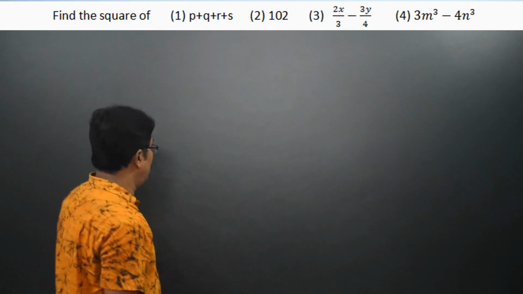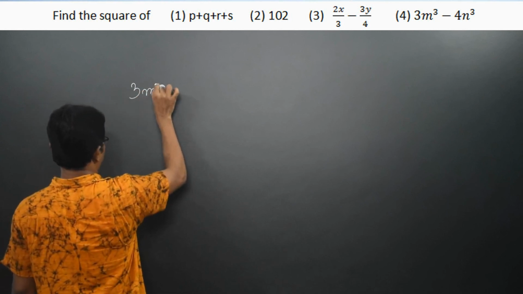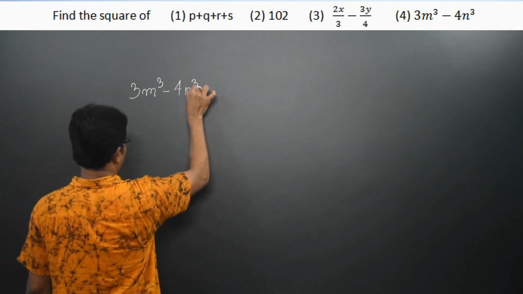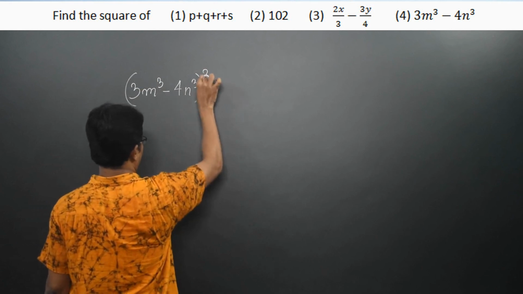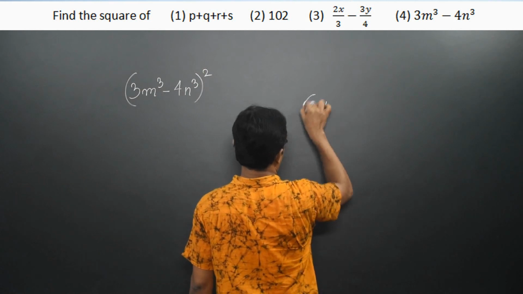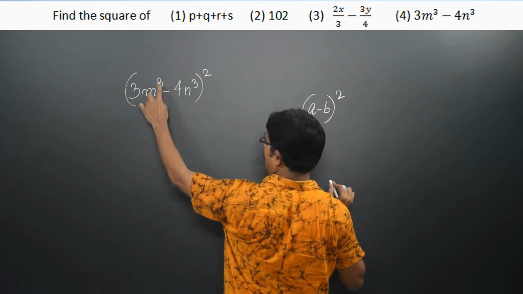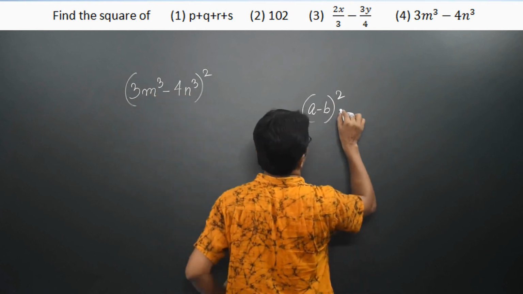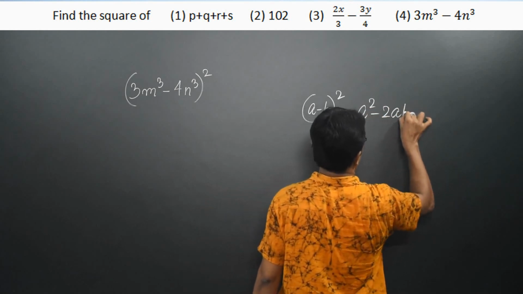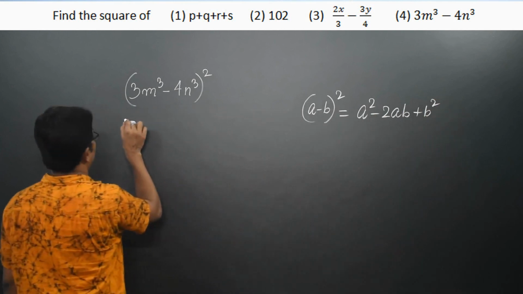Look at question number 4. We are asked to find the value of (3m cube minus 4n cube) whole square. It is of the form (a minus b) whole square, where a is equal to 3m cube and b is equal to 4n cube. So (a minus b) whole square, that is a square minus 2ab plus b square. This identity will be used here.